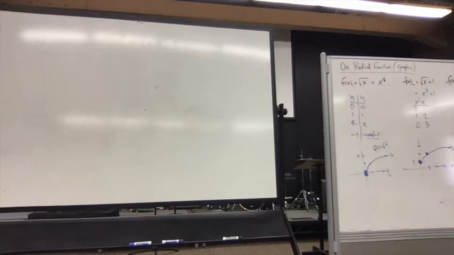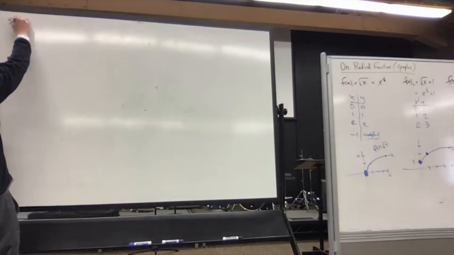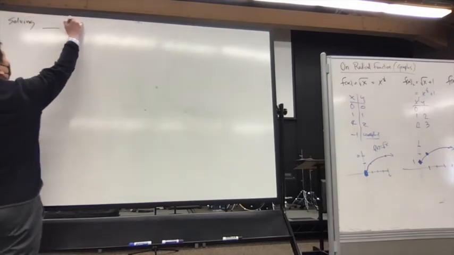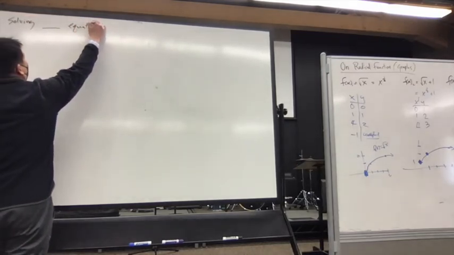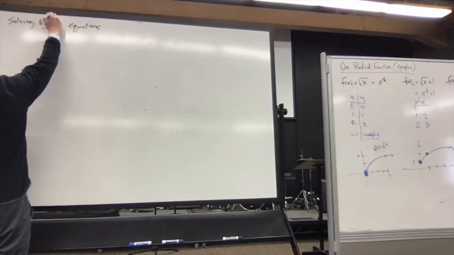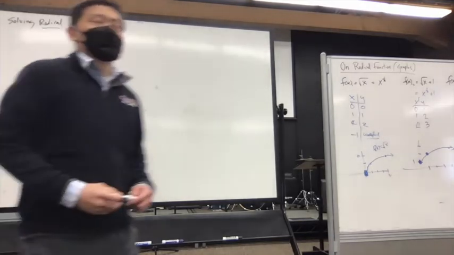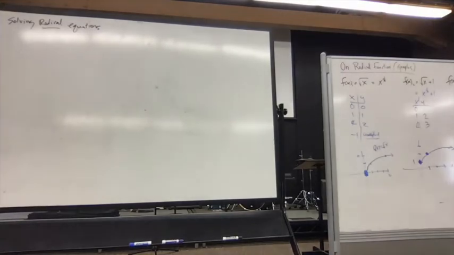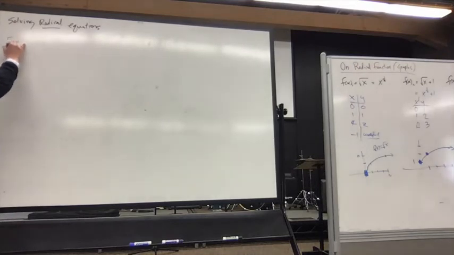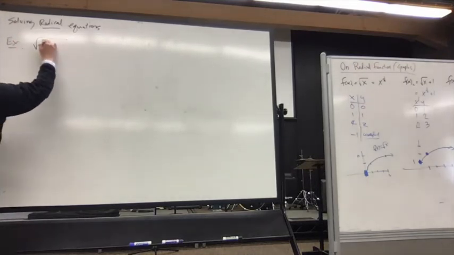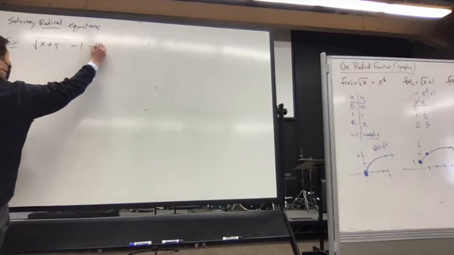The next one is section 5.4, and we're solving equations. These happen to be radical equations. So in this case, it's a radical equation. Ready? Square root of x plus 5, minus 1, equals 3.